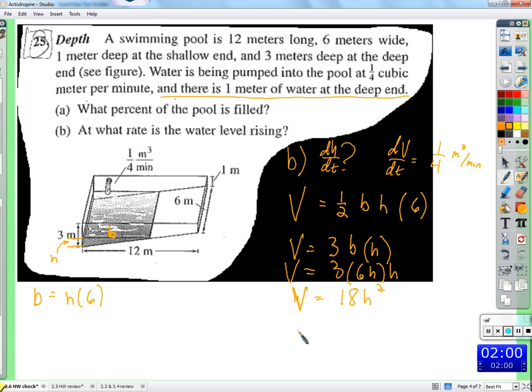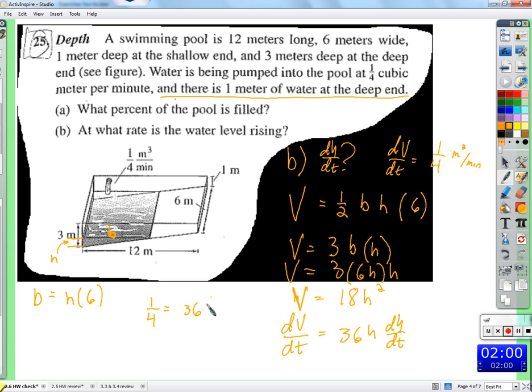Now if we take the derivative, hopefully we'll get something pretty useful. What's the derivative of the left side with respect to time? dV/dt. 36h to the first times dh/dt. Alright, so dV/dt is 1/4 cubic meter per minute. We know that. We know dV/dt is 1/4.